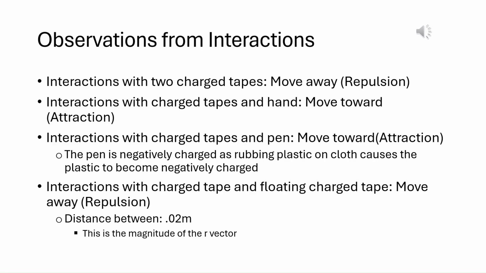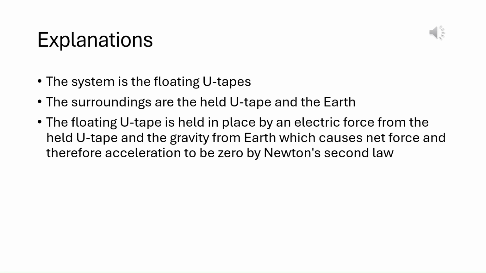The important part from here is the interaction between the charged tapes and the pen, where the pen was rubbed onto a cloth to become negative, which is a known reaction, and then this pen was held near a charged tape, and they moved toward each other, therefore the tape had to be positive. The system is the floating U-tapes, and the surroundings are the held U-tape and the Earth.